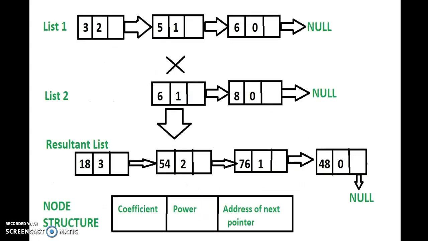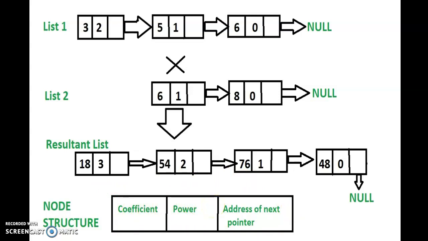Now, if you see this, this is the way in which that particular term is represented. So 3x square is represented as 3, 2; 5x is represented as 5 and 1; 6 is represented as 6x power 0, so the exponent is 0. Then 6x plus 8 is represented as 6 and 1, where 1 is the exponent, and 8 is 8x power 0, that is 8 and 0. So when we multiply these two, this is the resultant list, or the resultant polynomial, that we are representing. The node structure is coefficient, power or exponent, and address to the next pointer.